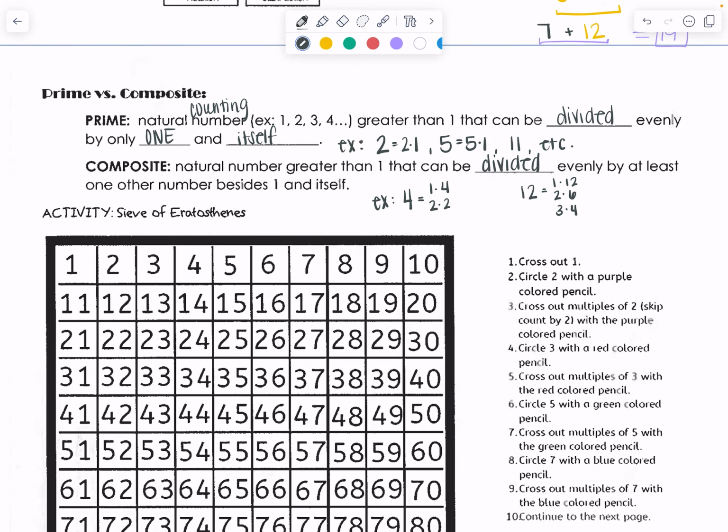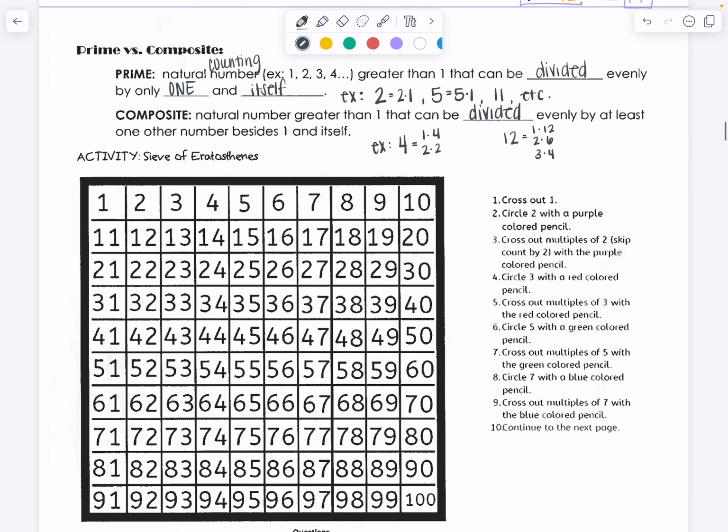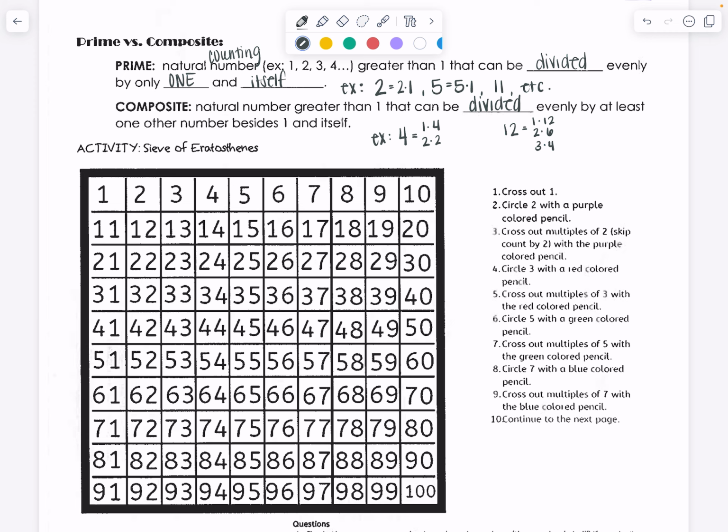So in this next video, we're going to go through this activity and find all of the prime numbers from 1 to 100 using these steps.